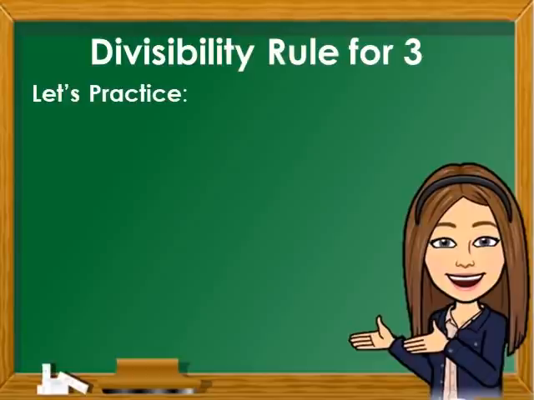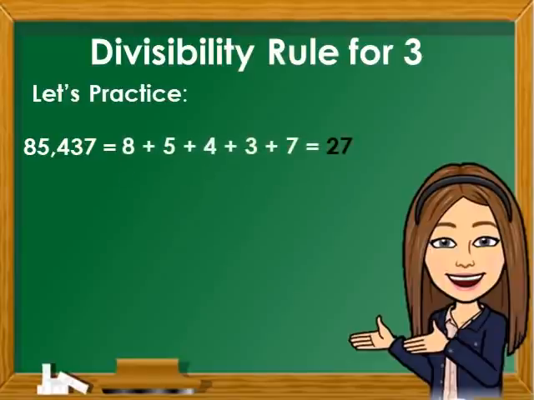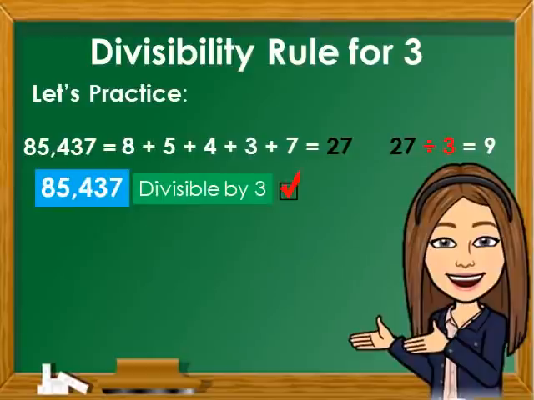Let's practice. 85,437. Let's add the digits of 85,437. 8 plus 5 plus 4 plus 3 plus 7 equals 27. So the sum of the digits is 27. Can 27 be divided by 3 without remainder? Yes, so we can say that 85,437 is divisible by 3.